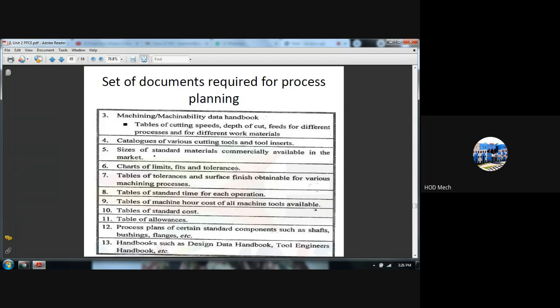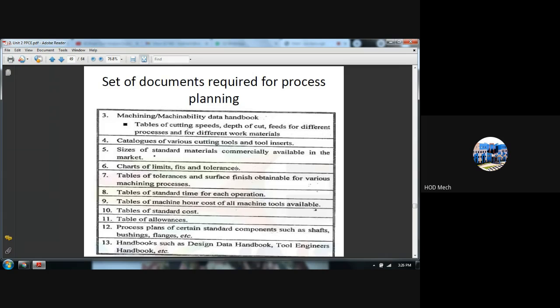Parameters for running a machine. When you want to operate a machine, what will be the speed, spindle speed or cutting speed? What will be the depth of cut? What will be the feed rate? What will be the quantity of coolant to be used? What type of coolant should I use? So based on these parameters, you have to select from the handbook, the machine data handbook.